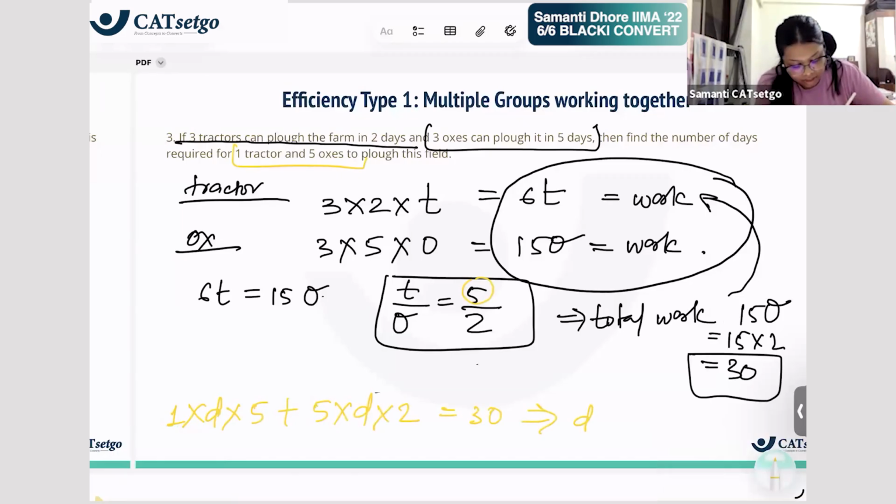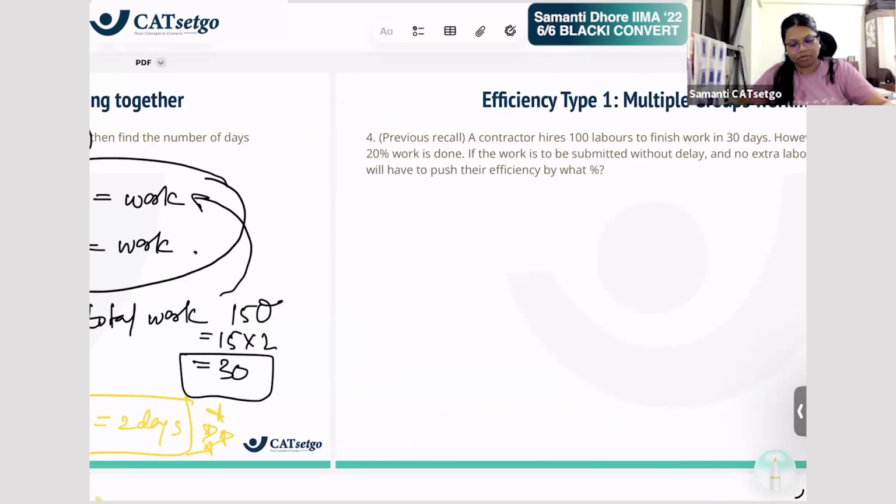So days की value क्या आ जाएगी? 2 days. Correct? So 2 days is the answer. है ना? चलो अब और एक कोई सवाल करो.